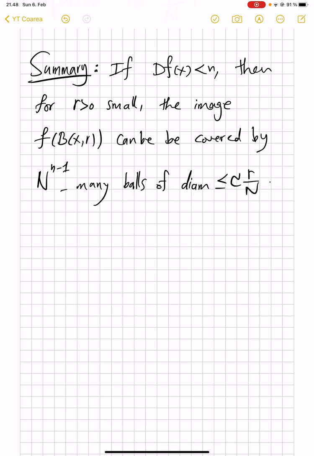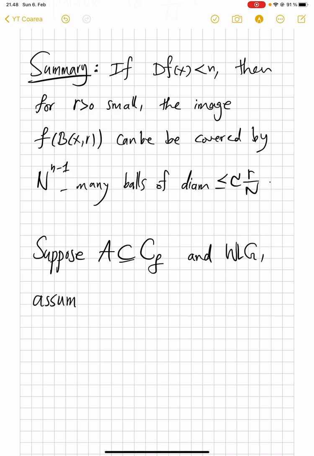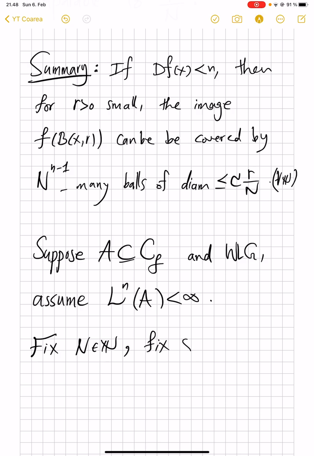Okay, so at every x you can do that. Then let's do it at every point of the critical set. So suppose A is a subset of the critical set, and without loss of generality, because we can work in pieces and then add up, assume that the Lebesgue measure of A is finite. That will be a technical thing that we will need. Okay, fix N a natural number. The above is always like for every natural N, you can do this. And fix delta positive.